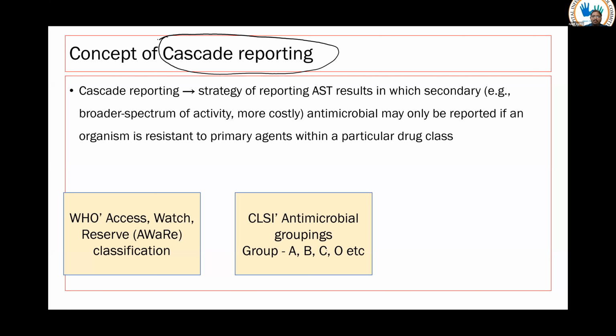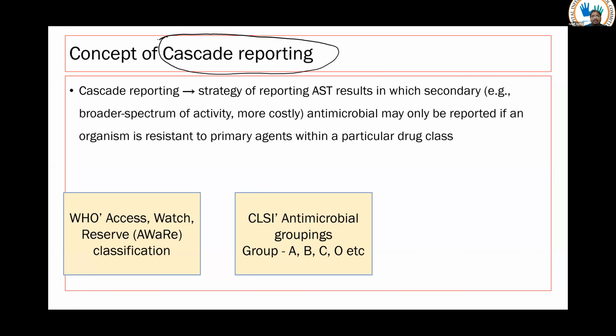It should always be modified and prepared by each institute for their institute. It cannot be prepared for one institute and copy pasted in another institute. And for preparing it, as sir has clearly told, it's not the microbiology people who decide, it is the pharma people, it is the clinical team.